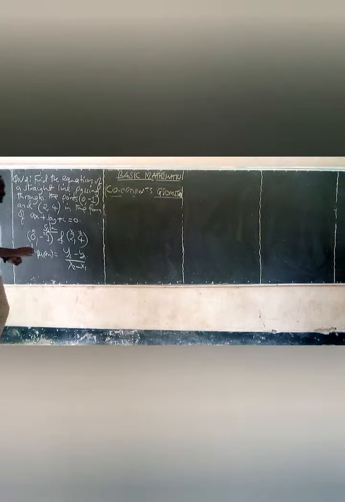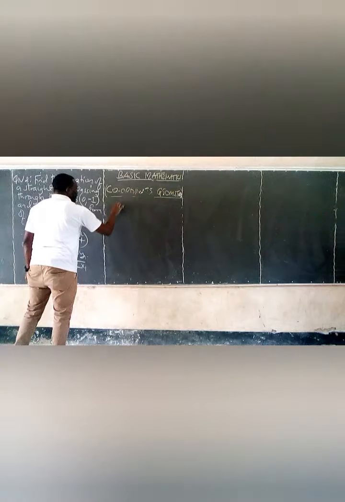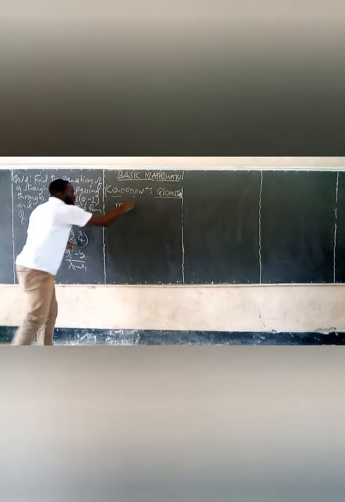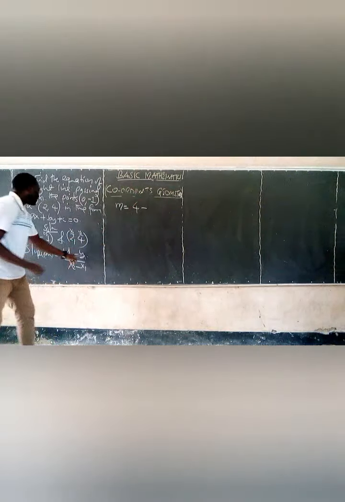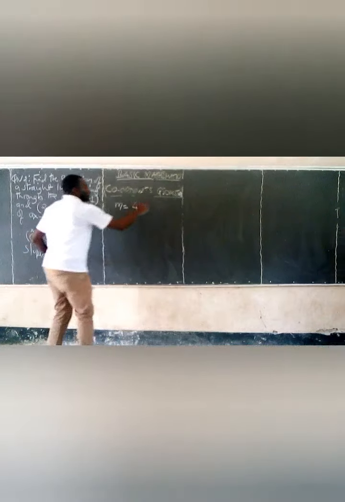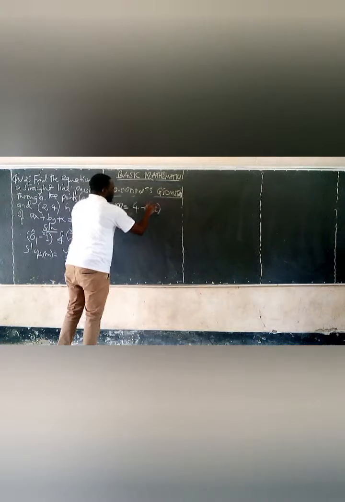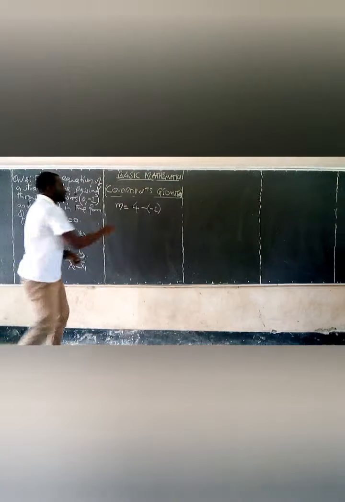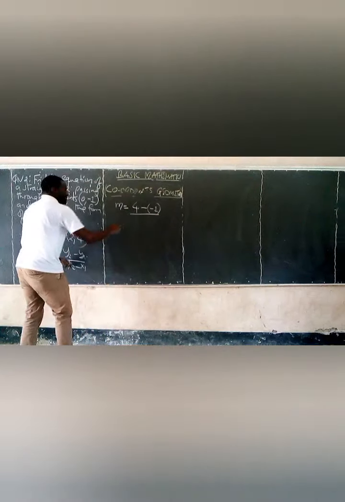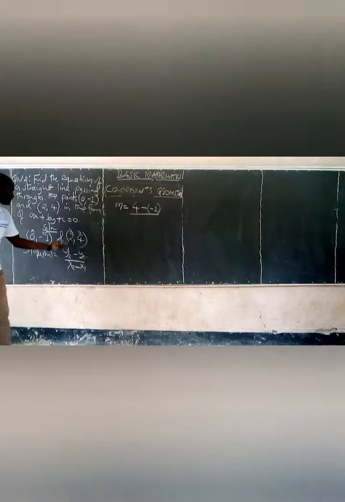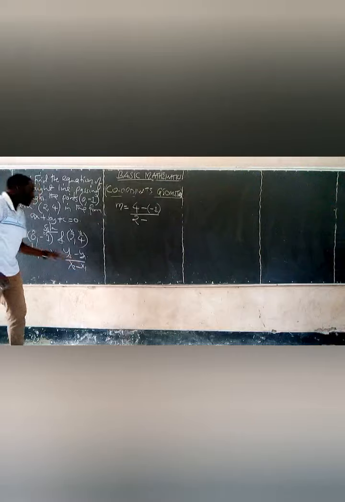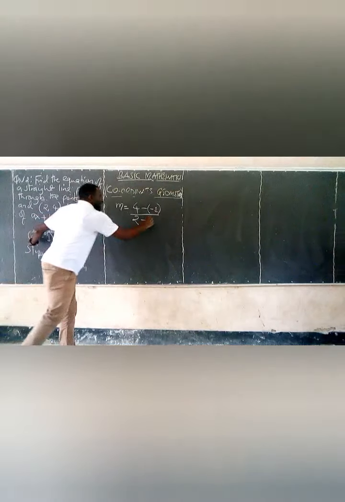Then we start to insert the values of y2 and y1. So slope m is equal to y2. What is y2? It's 4. That's 4, then minus y1. y1 is negative 1. Keep the bracket first, then insert the value. Then we divide by x2. What is x2? x2 is 2 here. So 2, then minus, according to the form, x1. What is x1? x1 is 0.